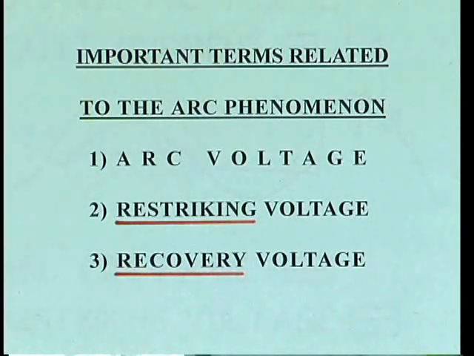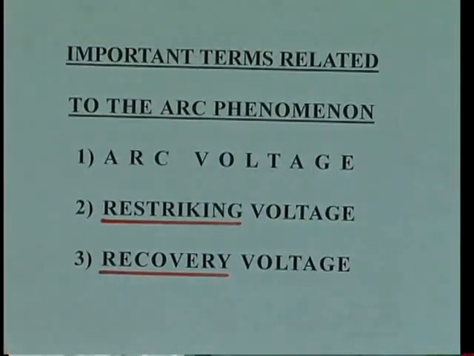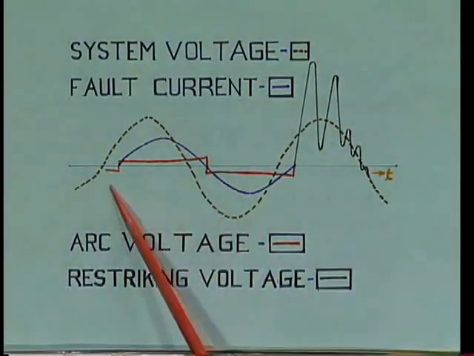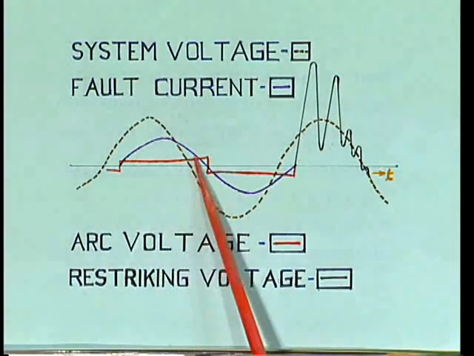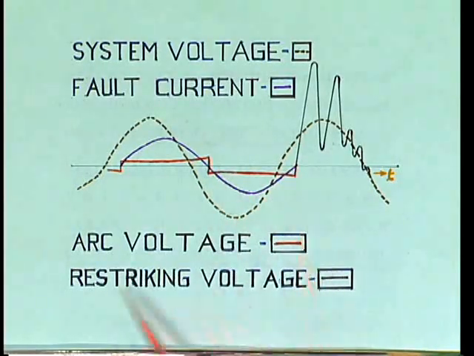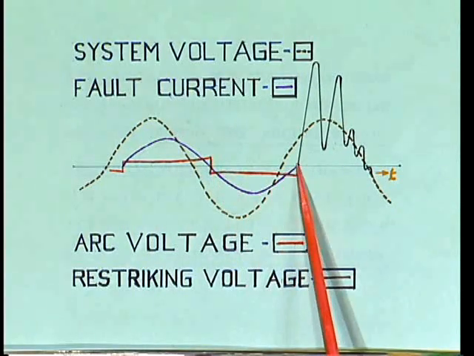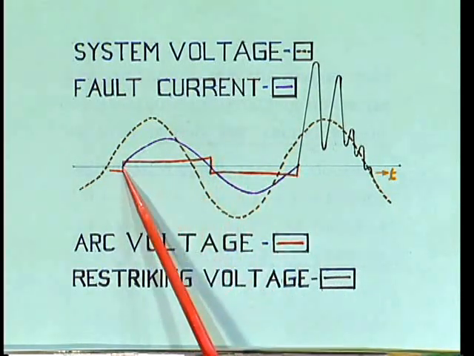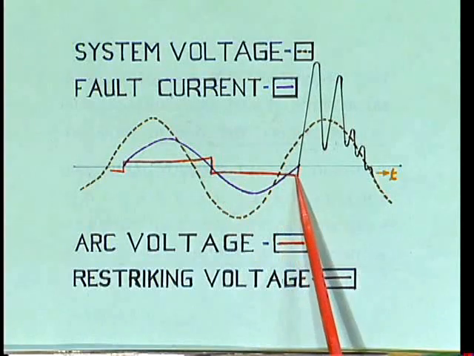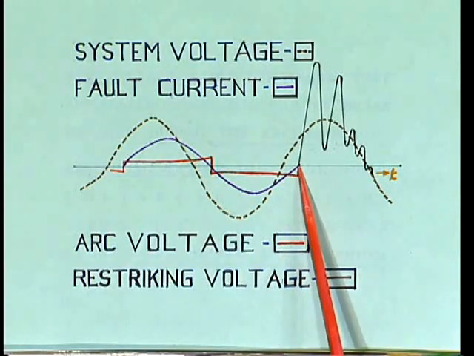Here, arc voltage is the voltage that appears across the contacts of the circuit breaker during the arcing period. You see the arc voltage like this. The red color graph is the arc voltage. So this is the voltage that appears across the contacts of the circuit breaker during arcing.